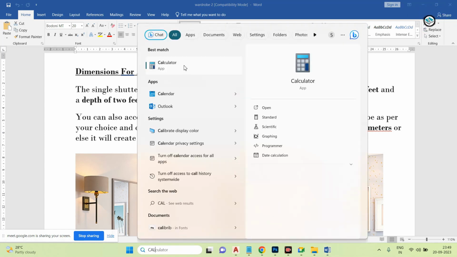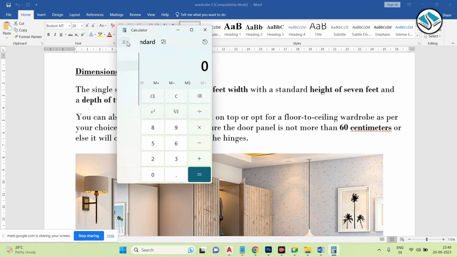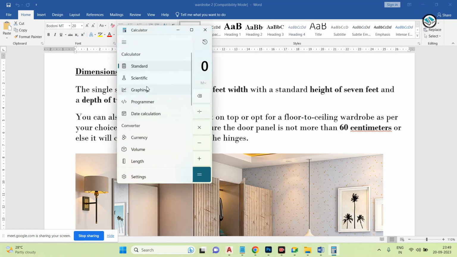I think I will show you the 7 feet in meters. So let me.